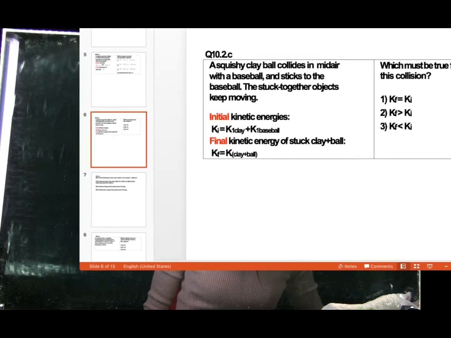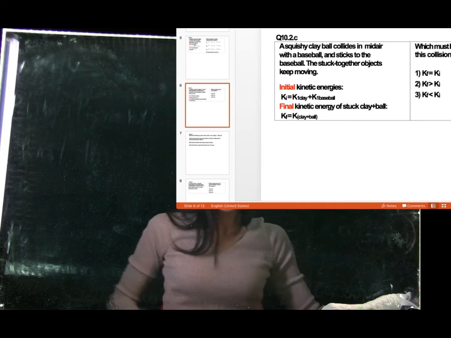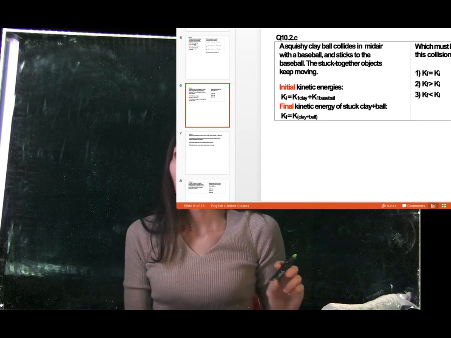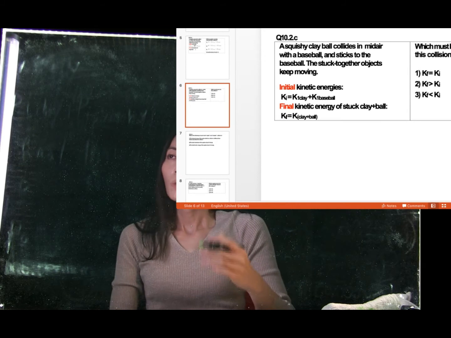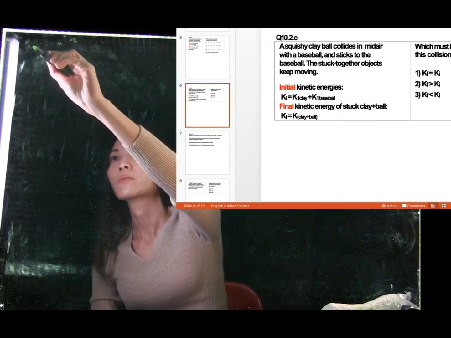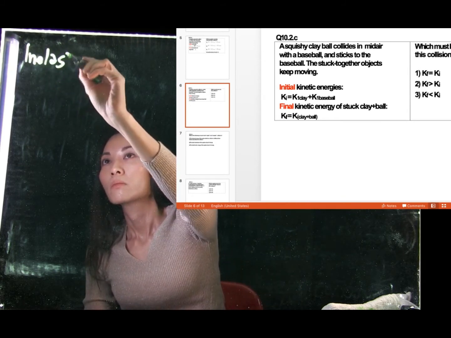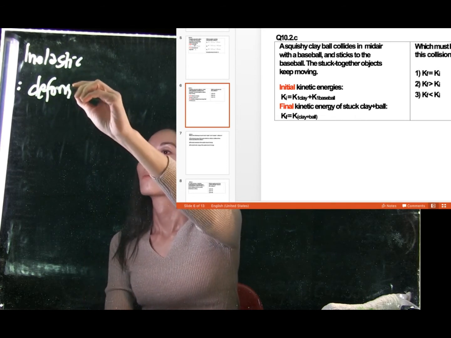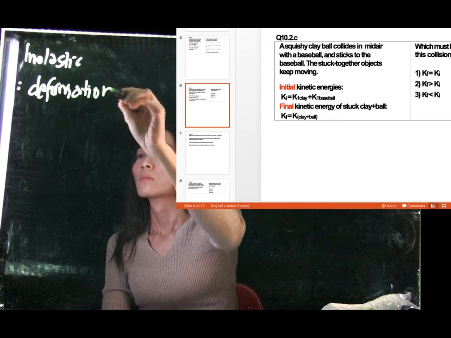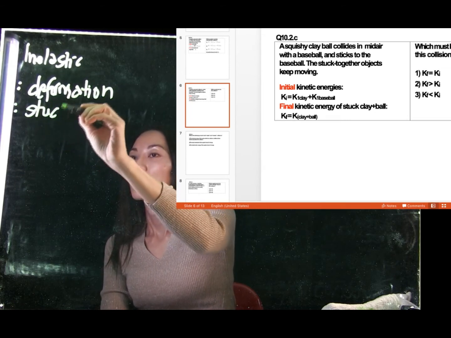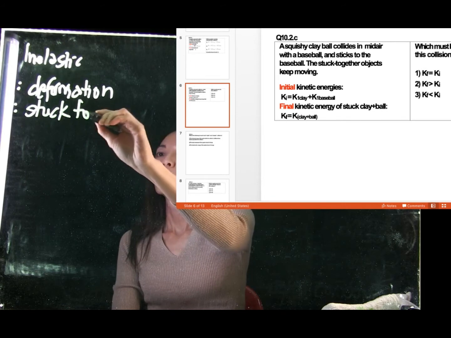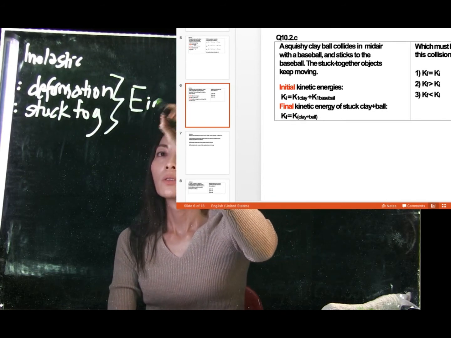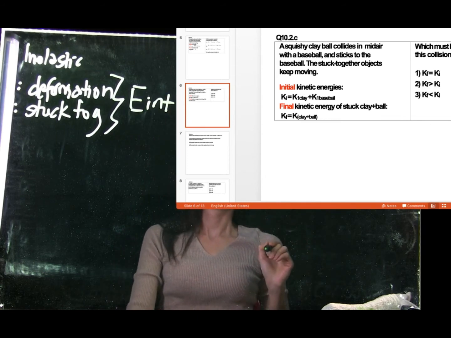So we know that in both elastic and inelastic collisions, the total energy of the system is conserved. Right? But when you have an inelastic collision, in this case you have deformation, and they are stuck together. So then we introduce an additional term, which is the internal energy. So the internal energy of the system is changed.